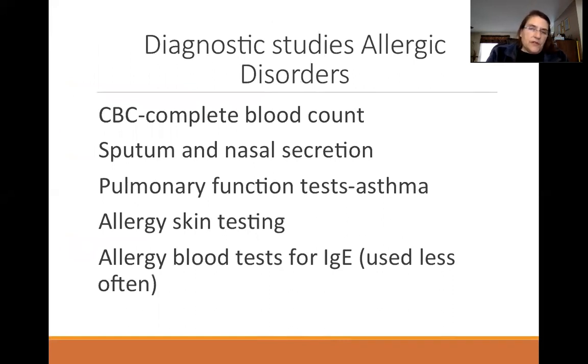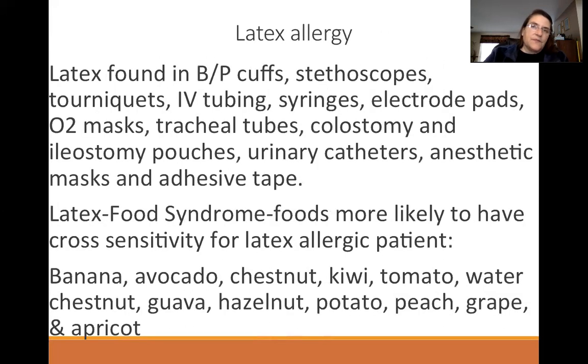We would look at doing a CBC. We would look at doing sputum and nasal secretions, pulmonary function tests in the case of asthma. We can do skin allergy testing, and your book talks about 3 different styles of that. And then we would also look for allergy blood testing for IgE, but this is being used less and less. It's kind of an expensive test.